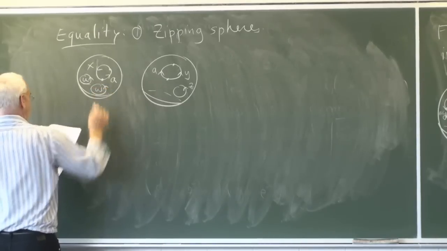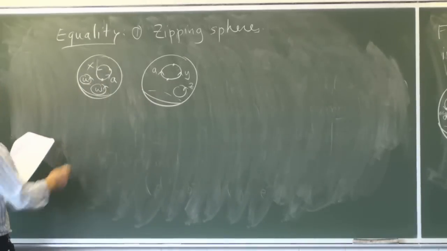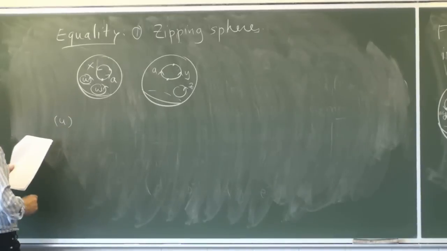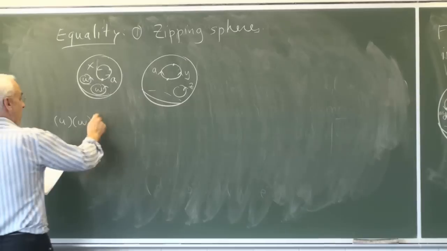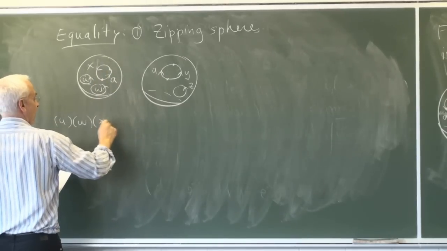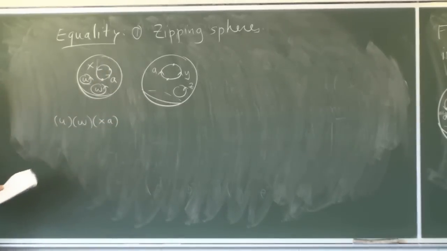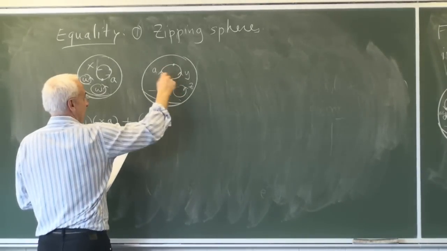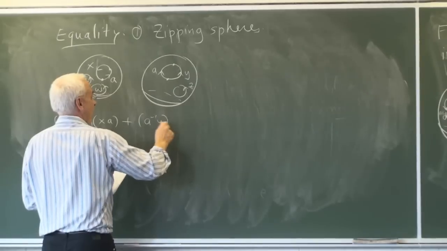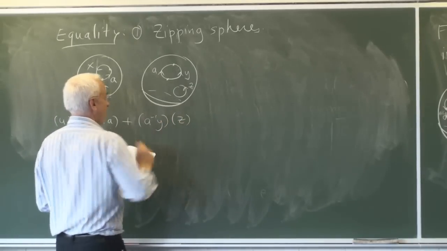So maybe U and W. So how would we represent this hole? Well, there's a word for the hole U, there's a word for the hole W, whatever they are, and then this hole is, say, XA. And over here, this one has A inverse Y, and also another hole Z.